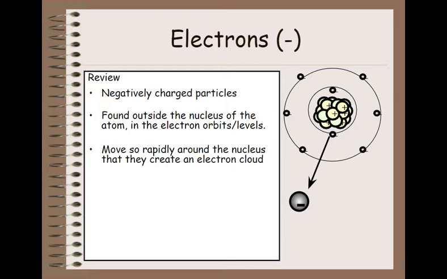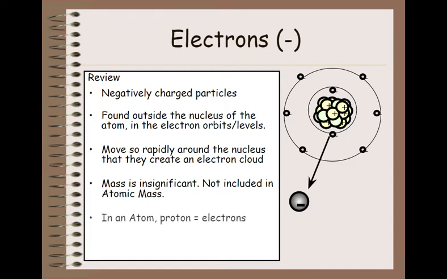Remember we said that the Bohr model is great for us to see where things are, but nothing ever stays still. And so the electrons are only at that given point for a split second and then they're moving. The mass is insignificant, and remember, insignificant means it's too light to be counted, very important when you're talking about the atomic mass of an atom.